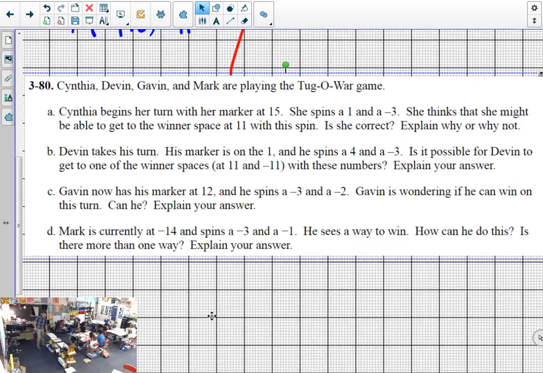Piper, is there a way that we can get Cynthia to the winning space with her spin of 1 and -3? We first did tracking, find a way for her to get 15, and then she spun a 1, and then -3. So let's first ask a different question. What does Cynthia need to do to get to a winning spot?